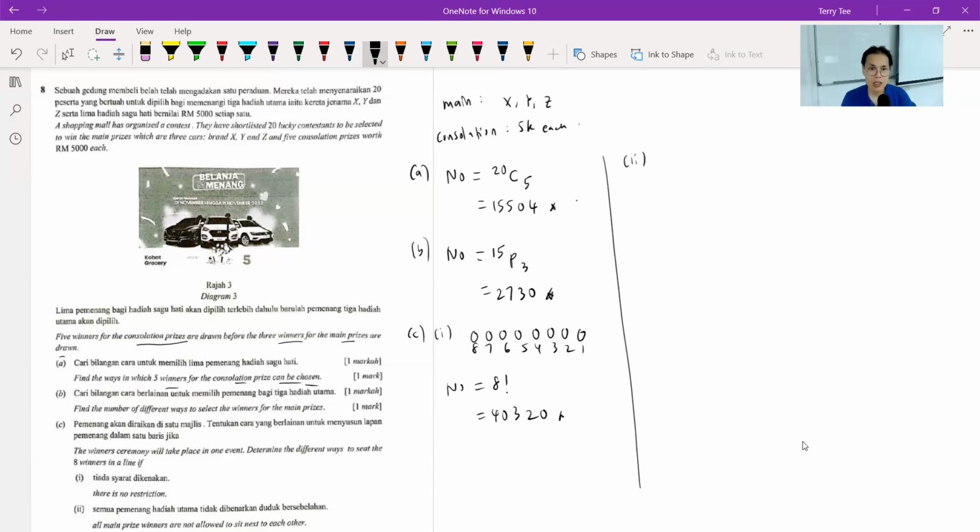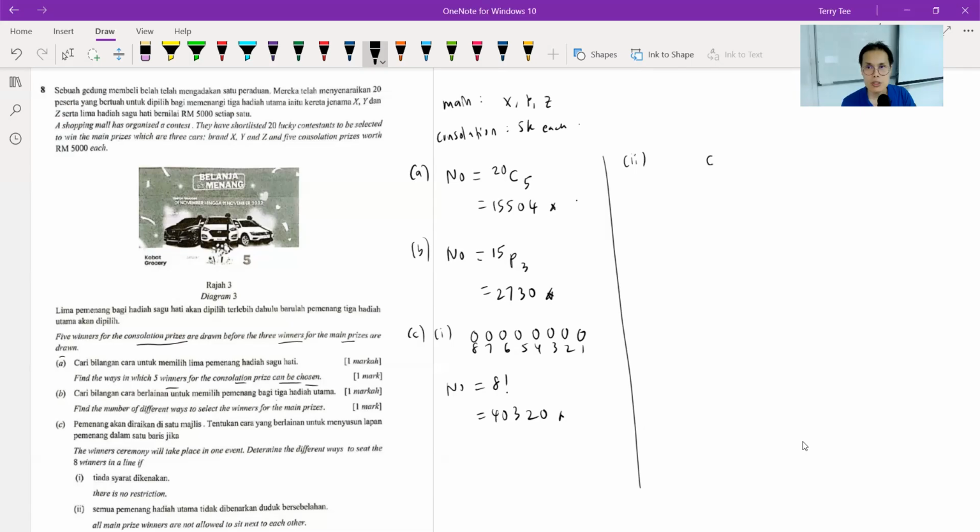All main prize winners are not allowed to sit next to each other. So here's the thing. If you don't want the main prize winners to sit next to each other, you need to use those who got the consolation prize to sit in between, to be like a divider or a partition, if you like. So this is how we do it.